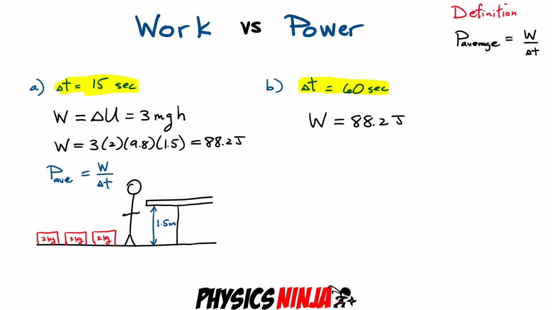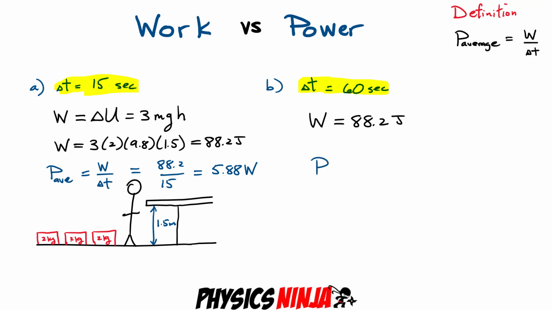And my delta t here would be my 15 seconds. So here I would do 88.2 divided by 15. Put that in a calculator and I should get something like 5.88 joules per second, which is a watt. That is the average power, the rate at which this person is doing work.